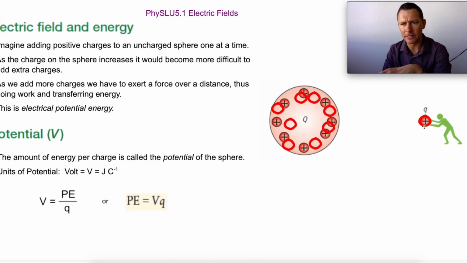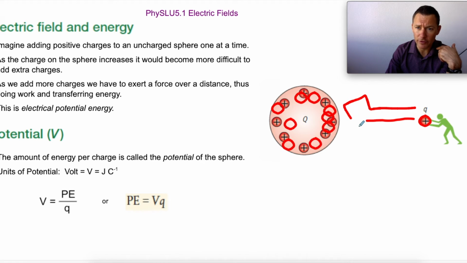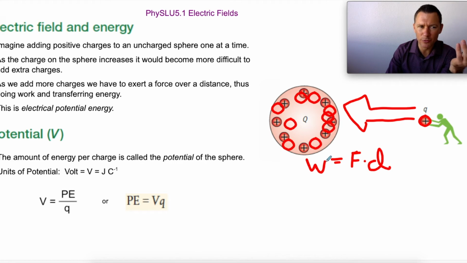I have to lean the other way. Right, because this becomes more positively charged. It's more challenging to get those extra positive charges on there. So it becomes more and more difficult. So as we add more charges, we have to exert a larger and larger force over a distance. We're exerting a force for a certain distance, which really means we're doing work.